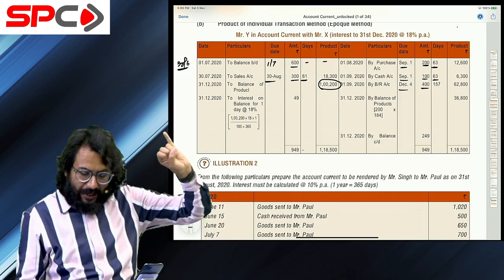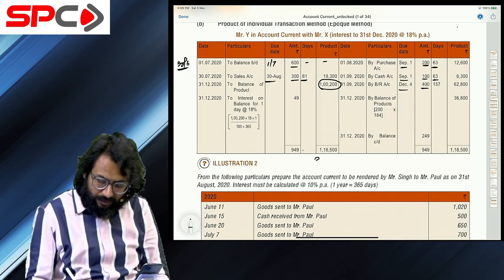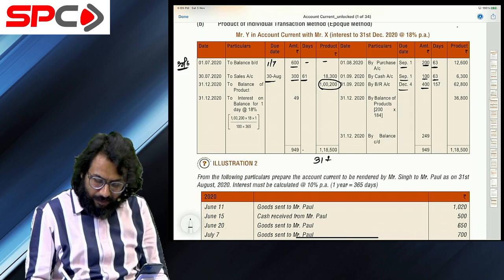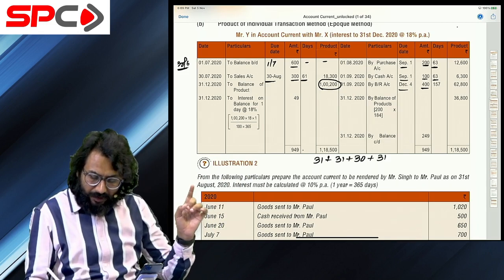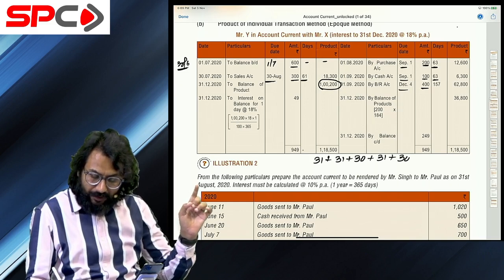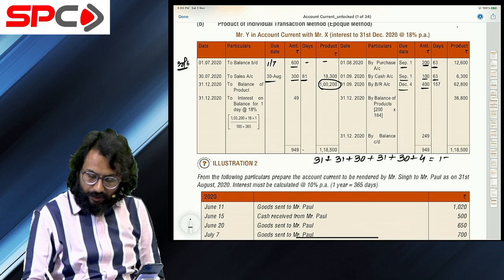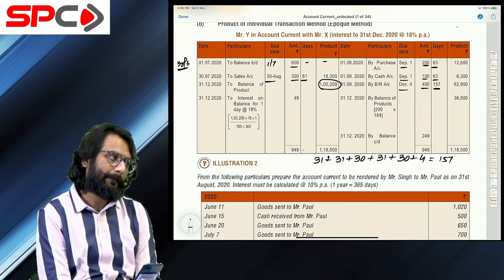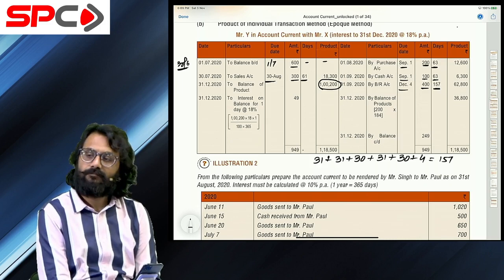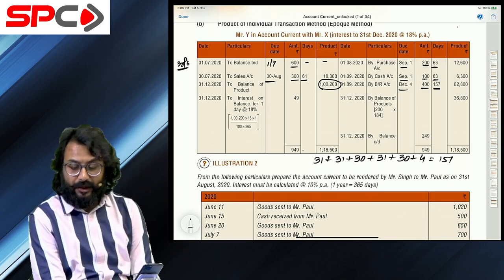And then 30th June: July 31, August 31, September 30, October 31, November 30, December 4. So do you agree, 157? This is 157. Now you simply multiply the amount with the number of days and you get the product.